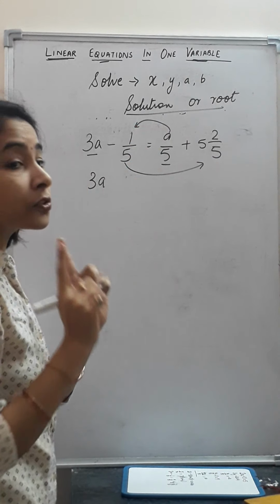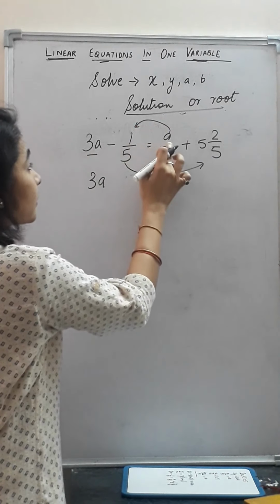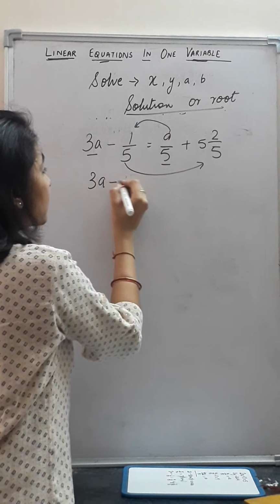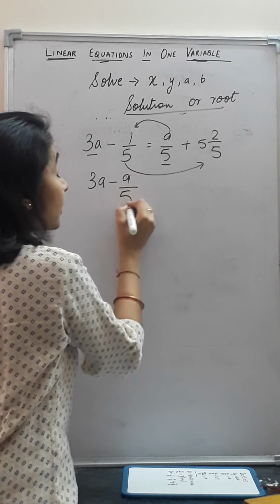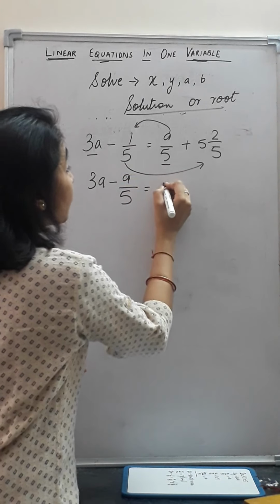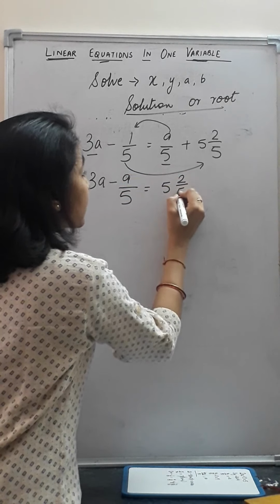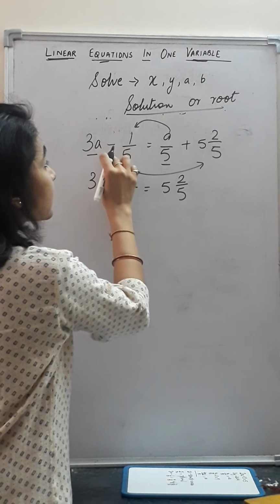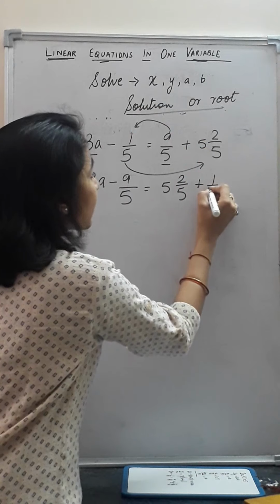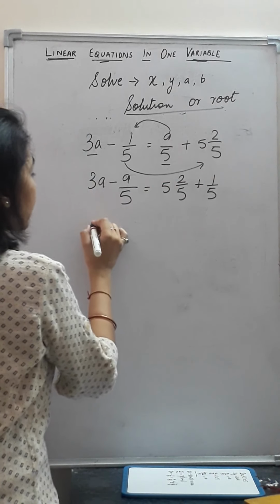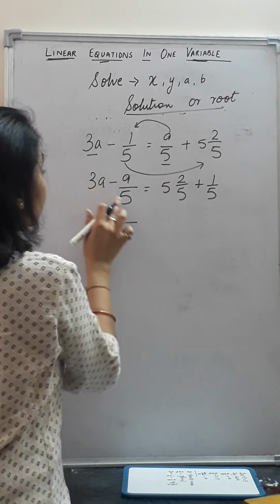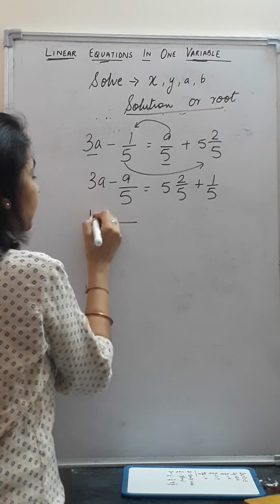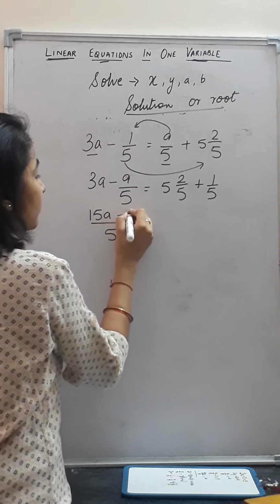The signs will change. Here 3a is positive, so when we bring it, it becomes negative: 3a minus a upon 5 is equal to 5 2 upon 5, which will remain as it is here. This term comes here, it is negative, so it becomes positive 1 upon 5. Now taking the LCM on this side, 5. What will come here? 5 3s are 15a minus a.